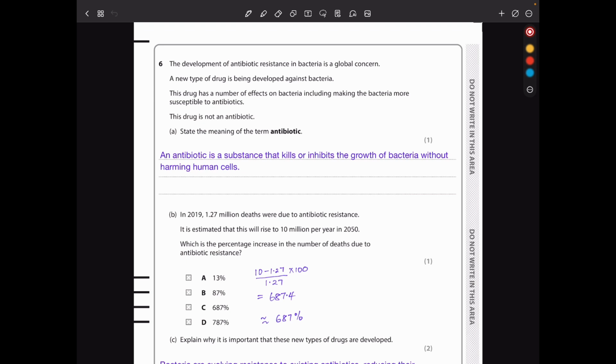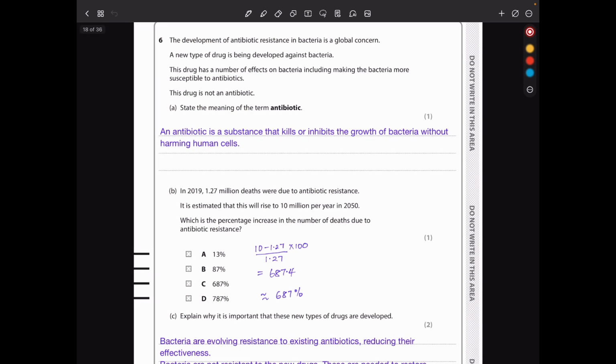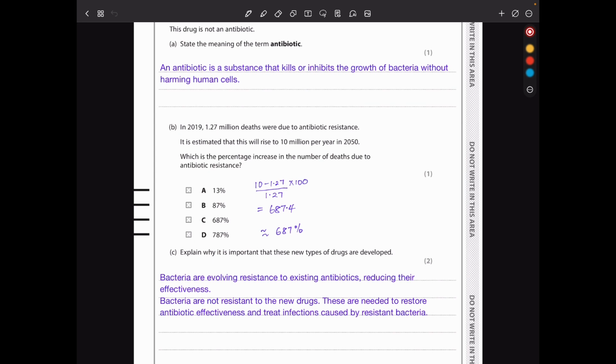In question 6, the development of antibiotic resistance in bacteria is a global concern. A new type of drug is being developed against bacteria. This drug has a number of effects on bacteria, including making the bacteria more susceptible to antibiotics. This drug is not an antibiotic. State the meaning of the term antibiotic. Antibiotic is a substance that kills or inhibits the growth of bacteria without harming human cells.